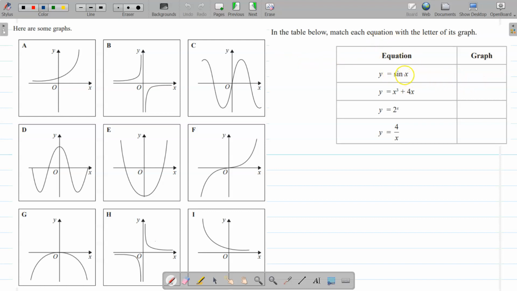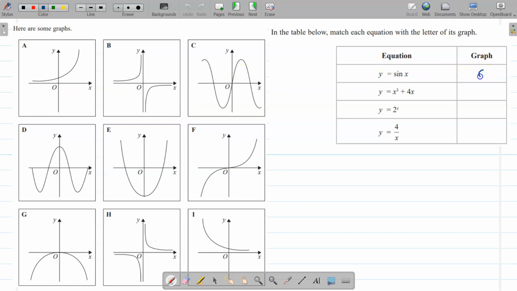Sine x repeats every 360 degrees. Okay, and the sine of 0 is 0. The only graph there that could be sine x is this one here. This one over here is probably cosine x, but this one is sine x, and that's the one we want.